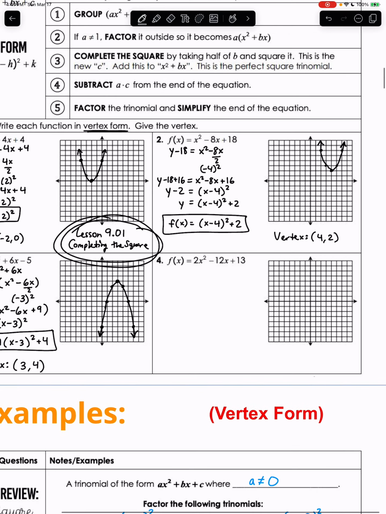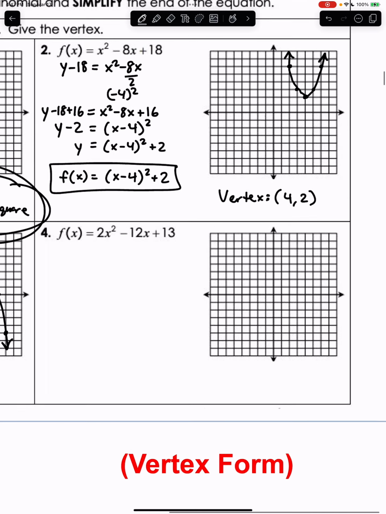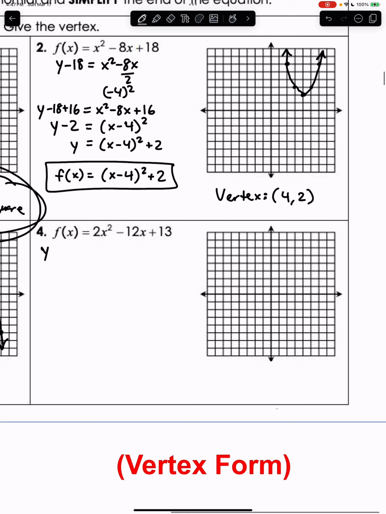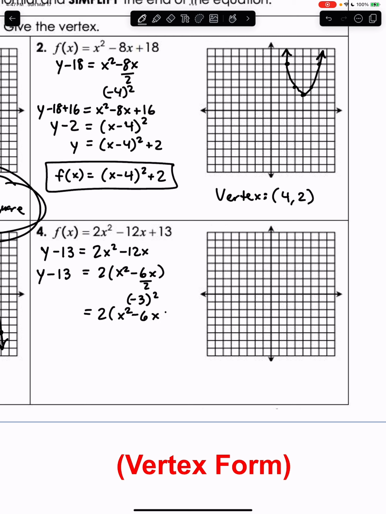Alright. Last one to practice together. Please excuse the sniffles. I'm recovering from a cold. Alright, factor out a 2. Divided by 2, I get negative 3 squared. Okay, so 2 times x squared minus 6x plus 9. Don't forget I have to multiply times 2. Stick it on the other side.